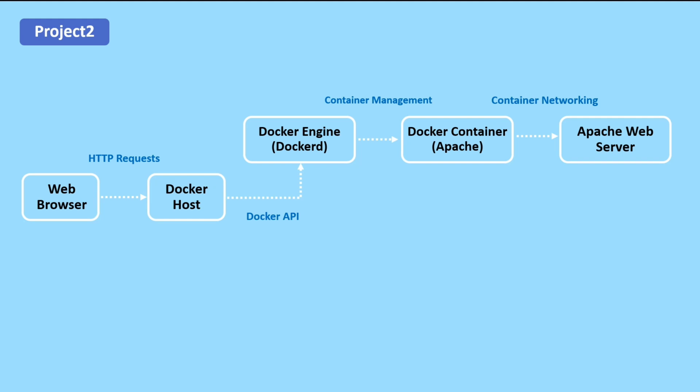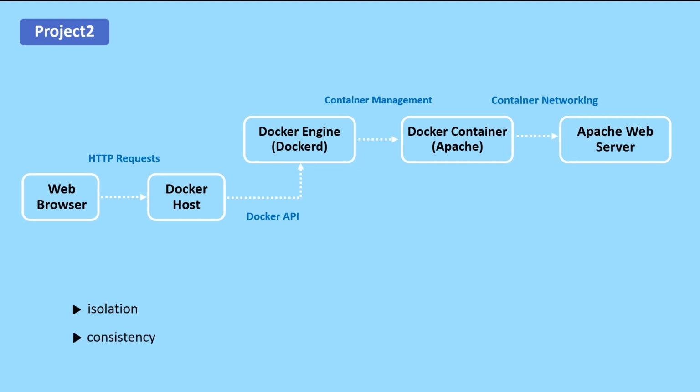So, what are the key takeaways from this project? So, what are we going to learn after completing this project? Well, first thing is isolation. Docker containers provide an isolated environment for running an Apache web server, ensuring that it's not impacted by any changes to the host system or other applications running on the same machine.